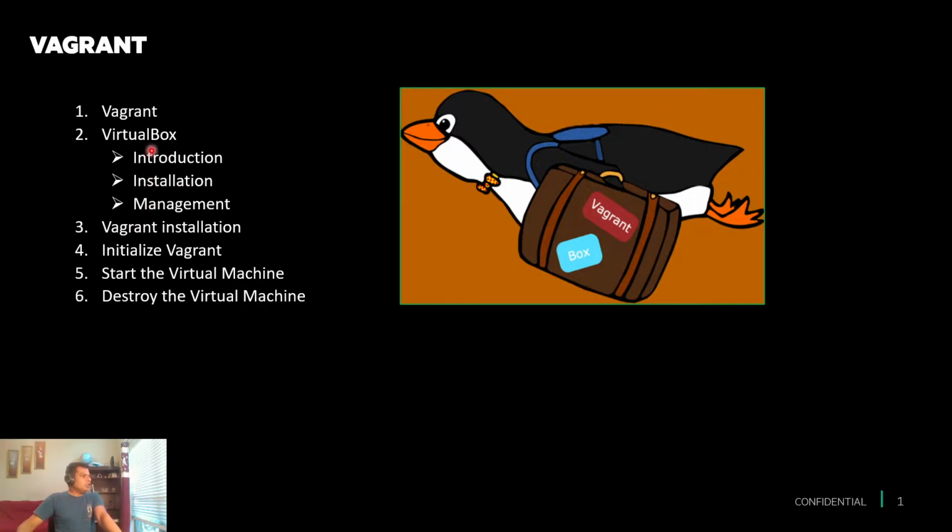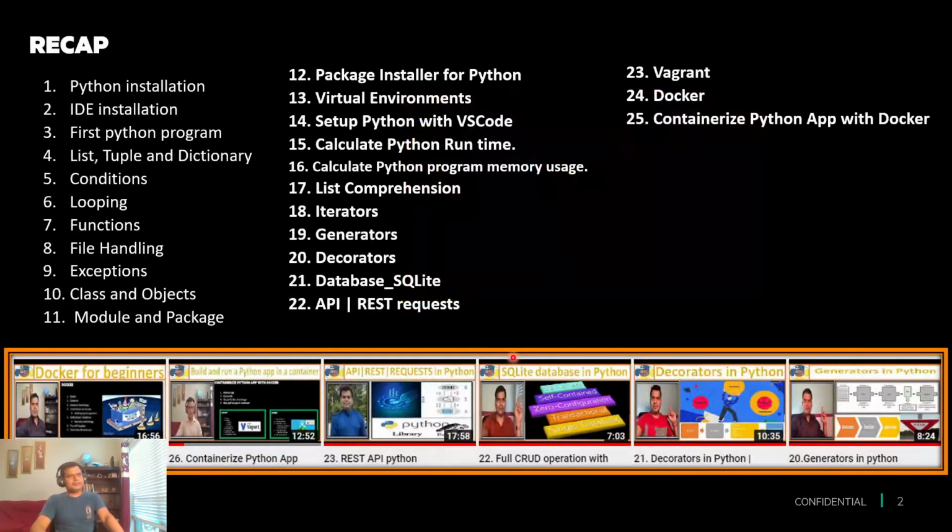And then once we are done with the prerequisite, we'll be going through the Vagrant installation. Once we are done with installation, we'll talk about how to initialize the Vagrant box. And once we are done with that, we'll start using the virtual machine. And at the end, once we are done, we'll destroy the virtual machine. That's the purpose of Vagrant.